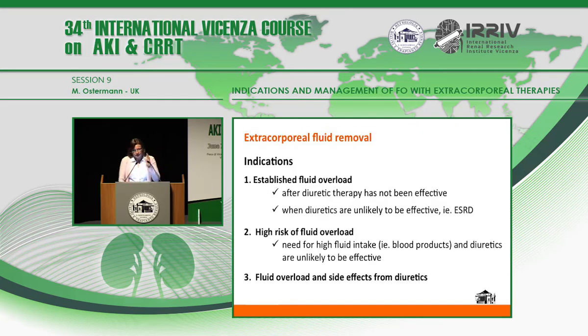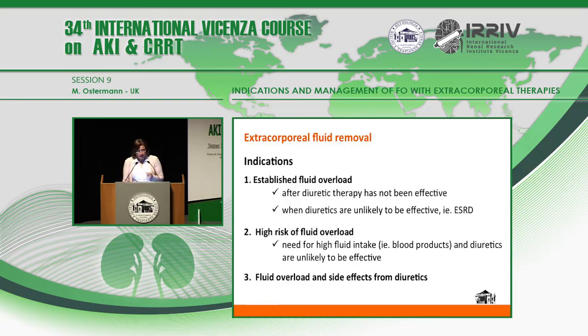And with that in mind, having established what pharmacological failure looks like and what it is, it's important to then reevaluate things and move over to the next step, to the third-line therapy, which could be extracorporeal therapy. So we felt that the indication for extracorporeal fluid removal was an established fluid overload which had failed to respond to diuretics, where diuretics had not been effective or where diuretics were unlikely to work, for instance, in end-stage renal failure patients on dialysis who are anuric.